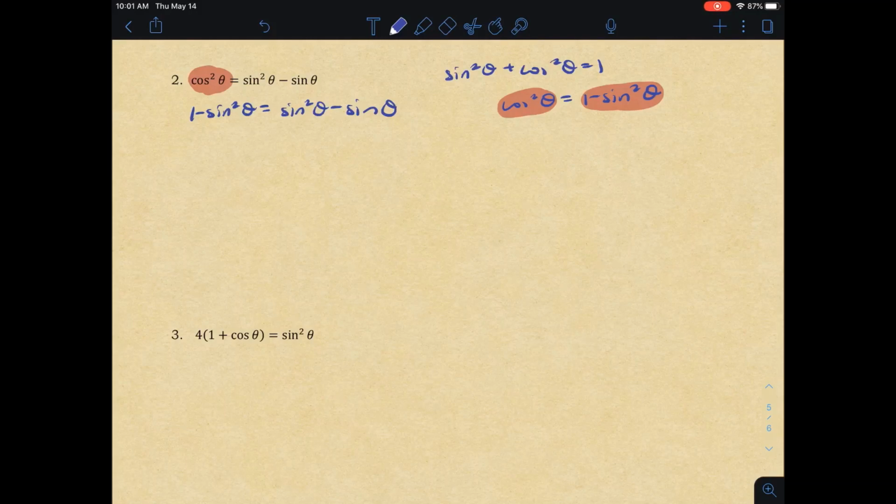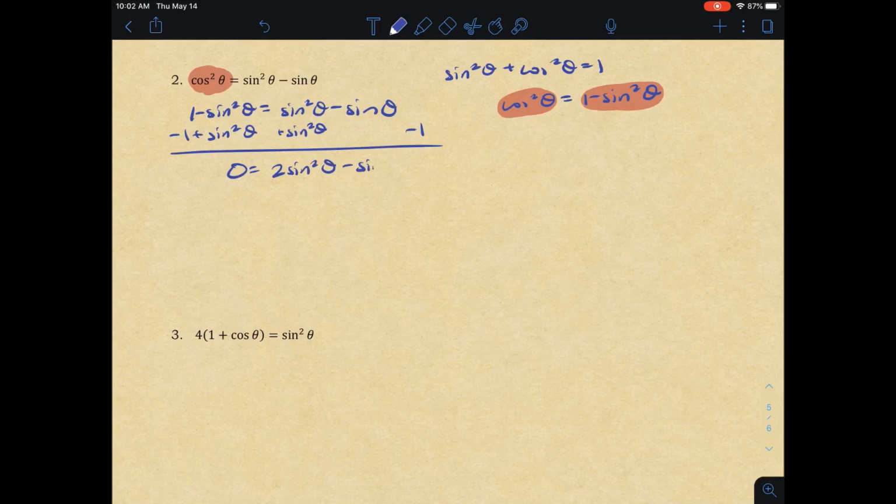And then from here, we want to move everything to one side. So I'm going to add sine squared theta to both sides. And I'm also going to subtract 1 from both sides. The idea is you want to have a 0 on one side. You'll get something like this.